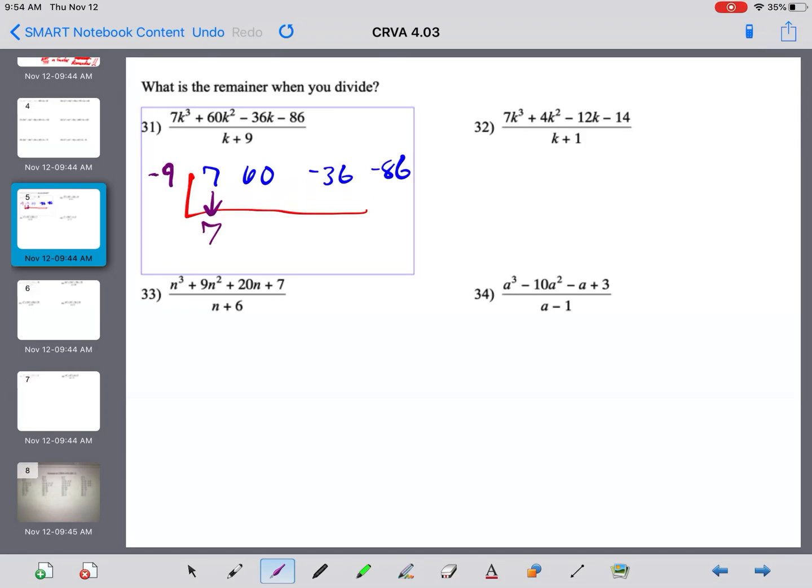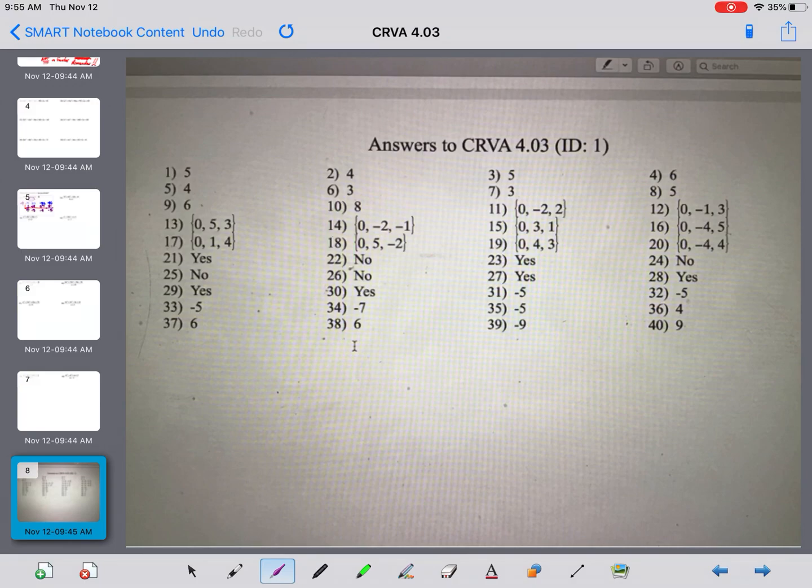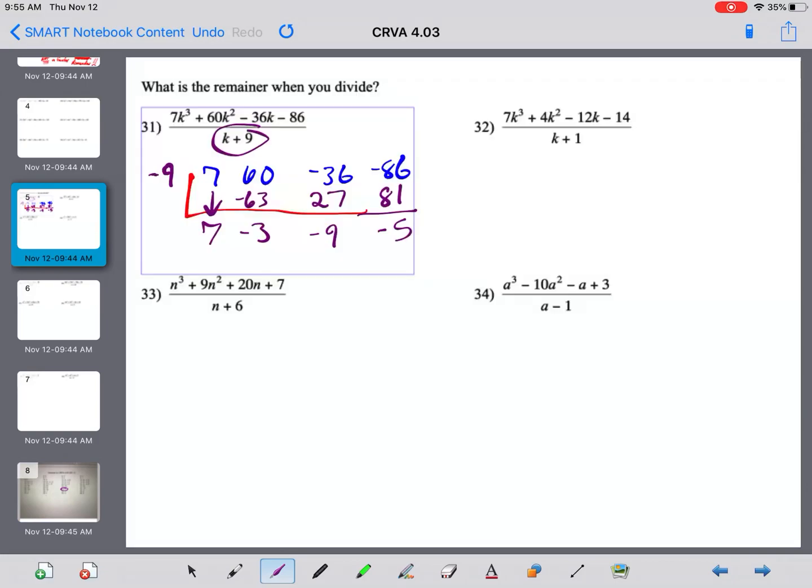All right, so drop down your leading coefficient. Again, notice what makes that potential factor equal 0? -9. So -9 is your multiplier. Drop down your leading coefficient, multiply, add, multiply, add, multiply. Ooh, you get an 81. Positive 81. So then you add, you get -5. Let's see if that's right. Number 31. -5. All right, cool. We got it right. Hip, hip, hooray, fist bump.